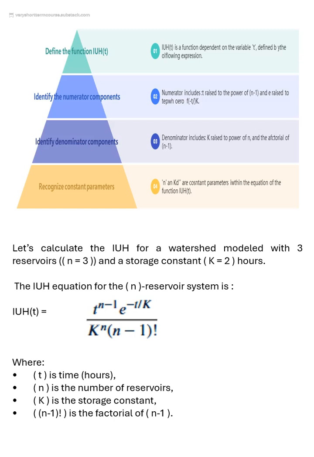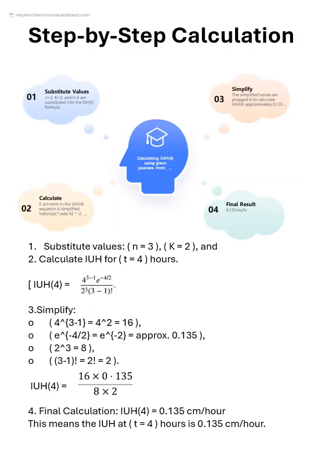Here n is the number of reservoirs, which in this problem is 3. Storage constant k is 2. So just substitute the values accordingly to find the IUH at t. Now if I want to find the IUH for t equal to 4 hours, this is the way I have to do it. Substitute the values, n equal to 3, k equal to 2, and calculate the IUH for t equal to 4 hours. Just put down the values and ultimately the final result will be 0.135 centimeter per hour. So this is the solution.